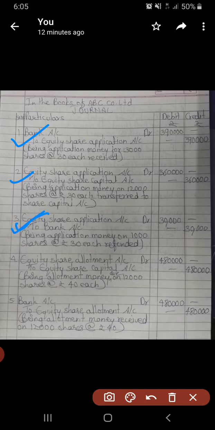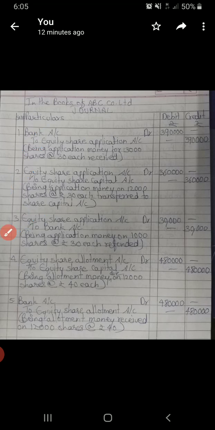The third entry is very easy to remember. Just reverse the first entry. Equity share application to bank was the first entry; now it is bank to equity share application. Understood up to here? Okay. So we'll see the next, fourth entry.